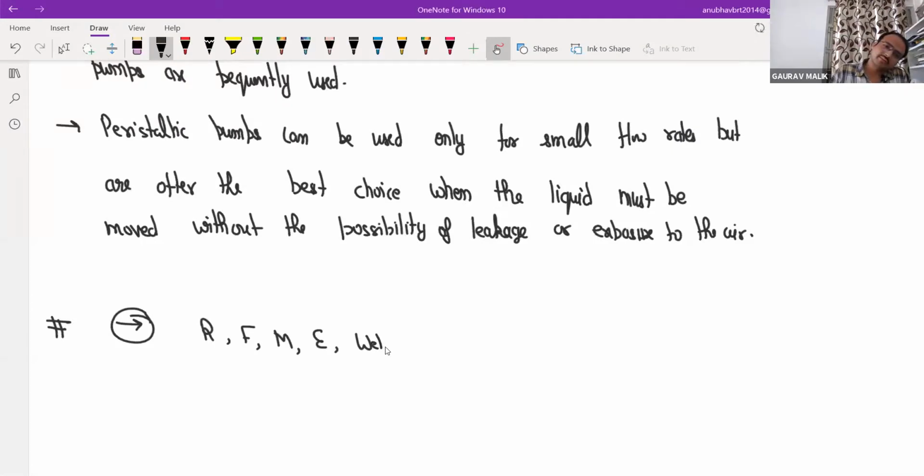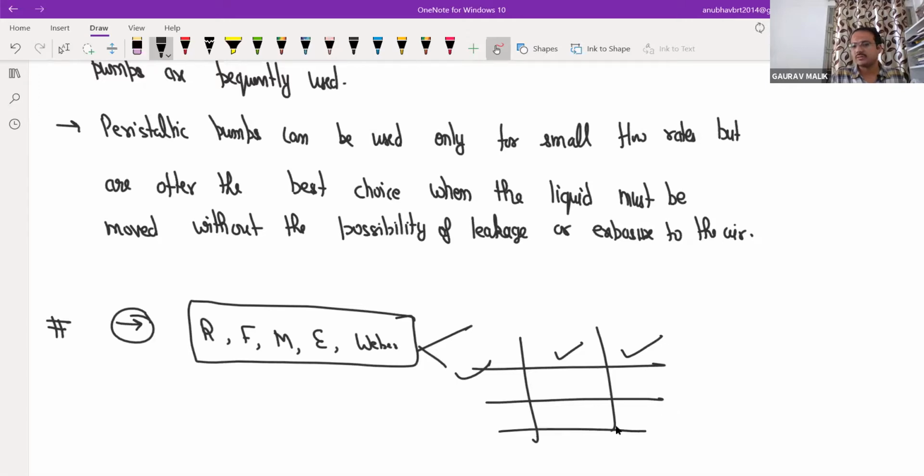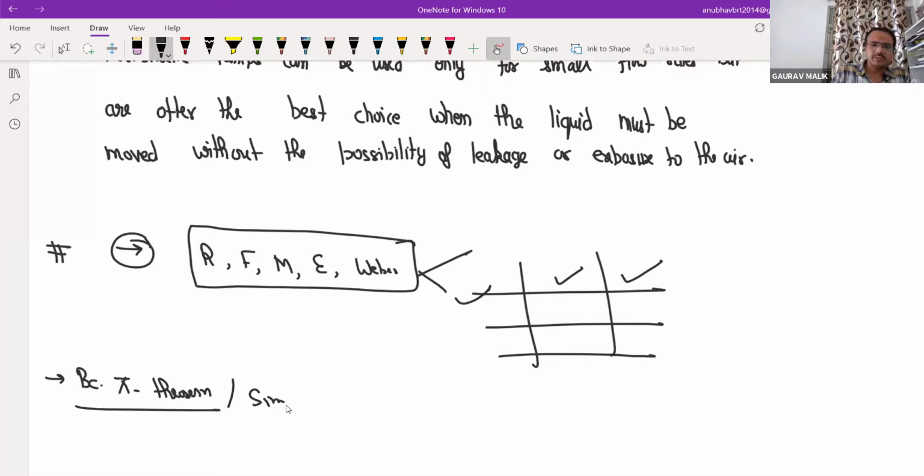And Weber number. So your first task, for each number, write its formula and its physical significance. Because I will not solve this part. You should know this. So I will check your copy tomorrow. And after that, tomorrow I will discuss Buckingham Pi theorem and similarities only.